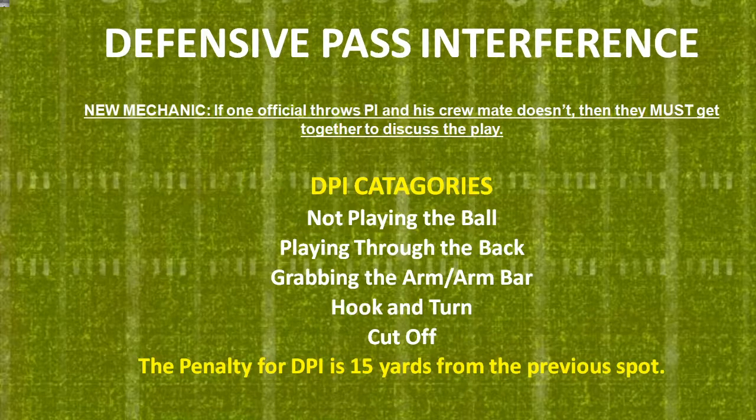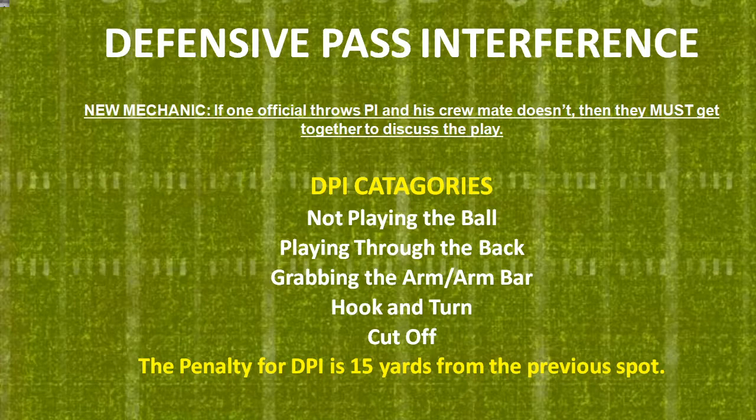Defensive pass interference, remember the new mechanic. If somebody throws pass interference and the other partner on your crew does not throw pass interference, we need to get together and discuss this. Bruce said that we had a very good discussion this last week where we had a flag down. We had a crewmate come over and have a brief discussion, and we ended up picking up the flag, which turned out being the right thing to do. So this is a good improvement. It's going to help us across the board.